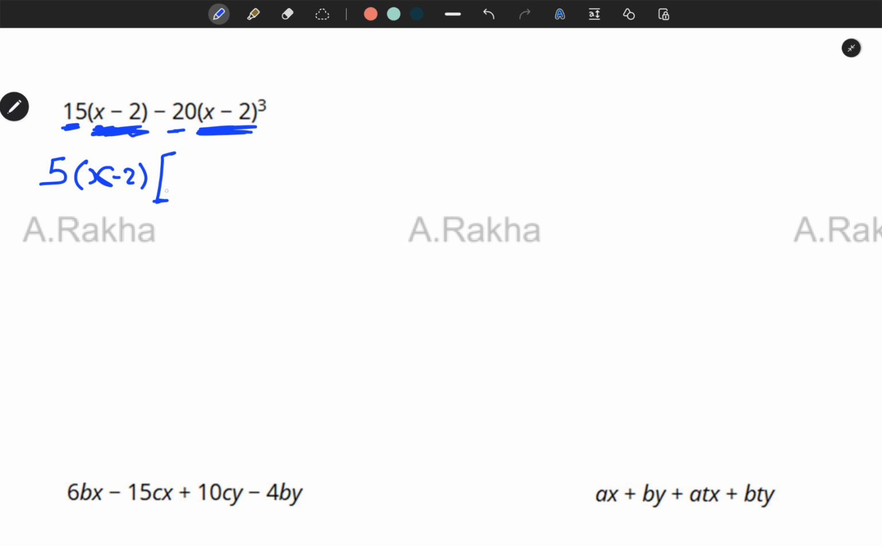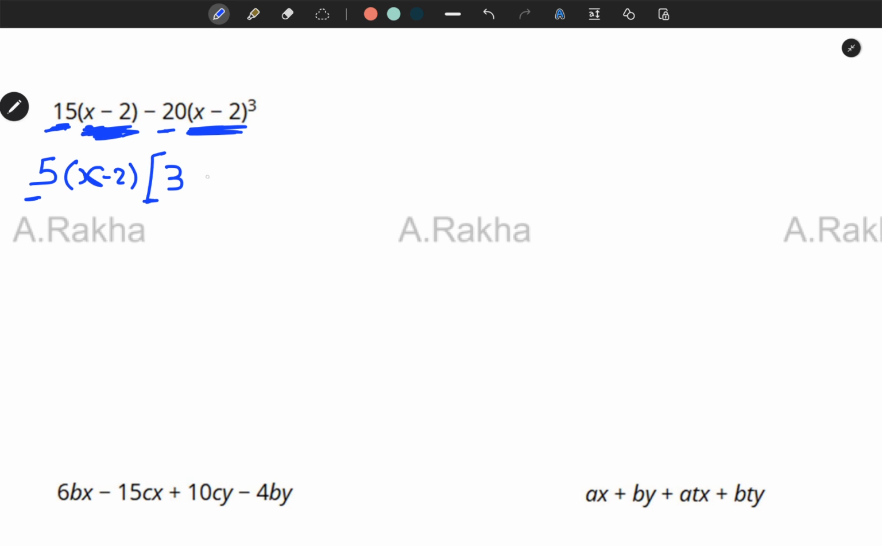The shape of the brackets is not important. So 15 divided by 5 is 3. And here, x minus 2 divided by x minus 2 is gone, minus 20 divided by 5, it's 4. And here I have x minus 2 to the power of 3. And here outside I have x minus 2 to the power of 1. So what should we have here? x minus 2 to the power of 2. Because we are subtracting powers, 3 minus this one over here.